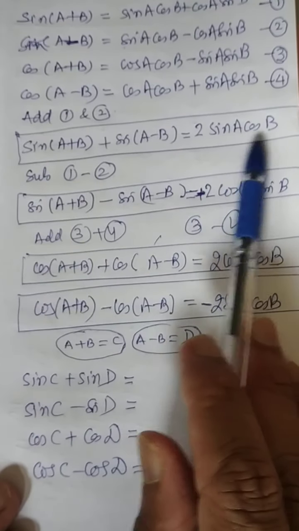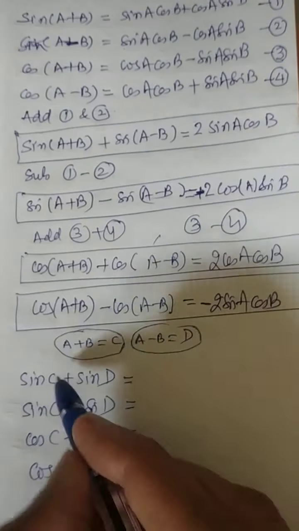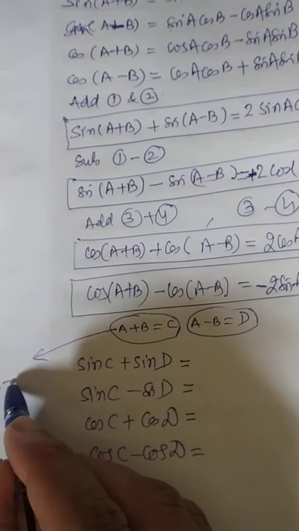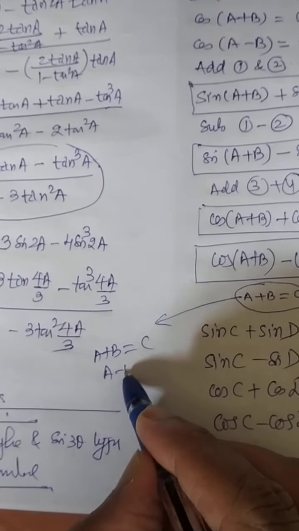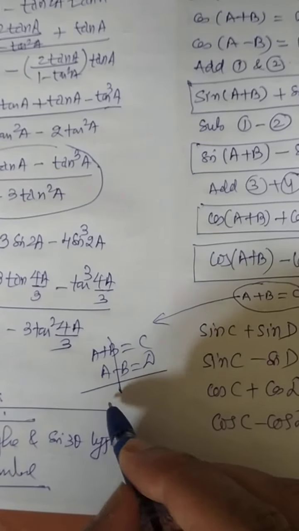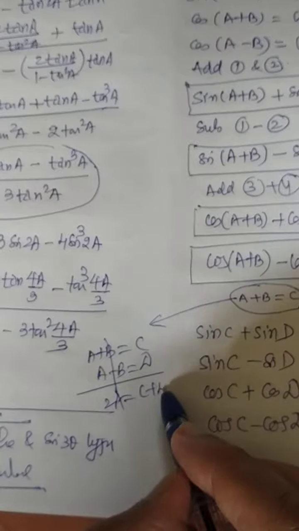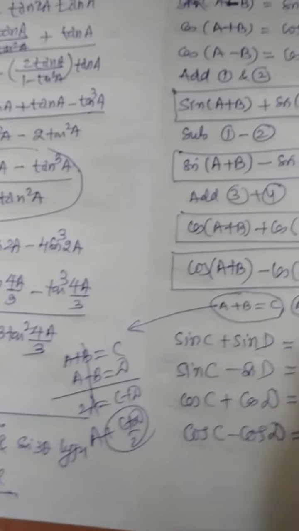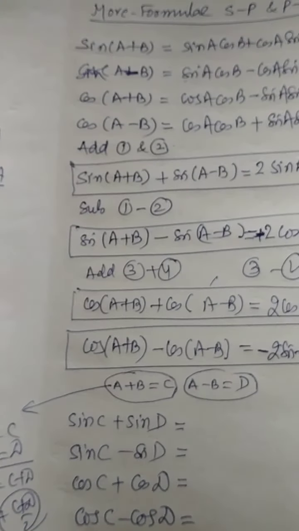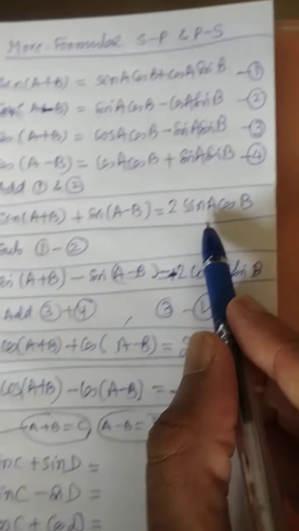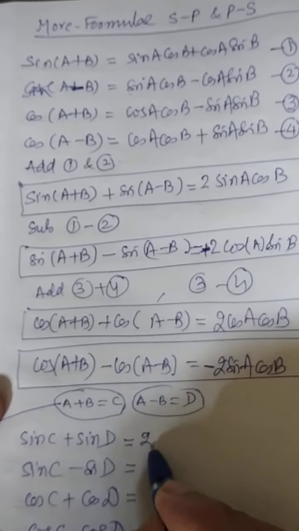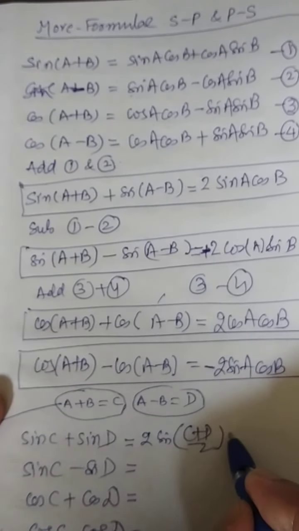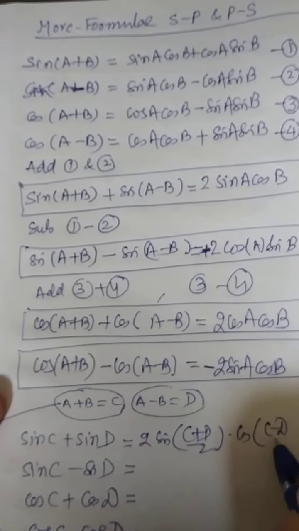Now what is a and what is b, if you are asking me, then I am just trying to simplify this. a plus b will be equal to c and a minus b will be equal to d. If you simplify, 2a will be equal to c plus d and a will be nothing but (c plus d) by 2. So I am replacing a everywhere. This is a. First formula: 2 sin (c plus d) by 2. And if you want b, cos (c minus d) by 2.